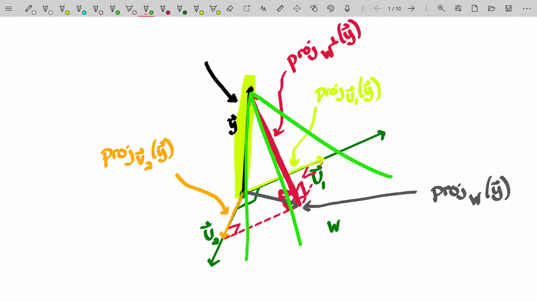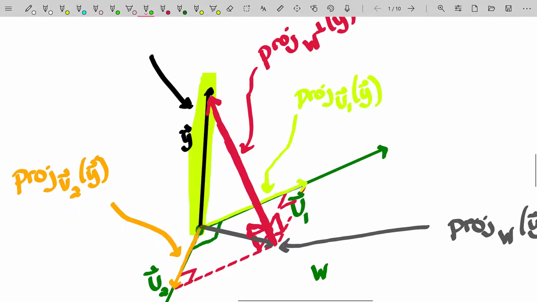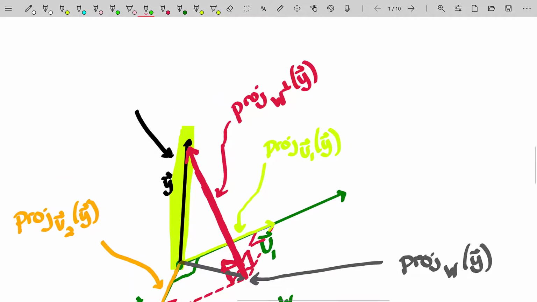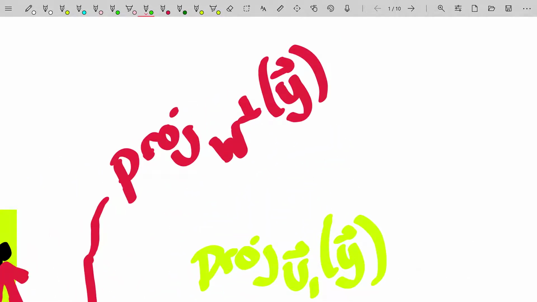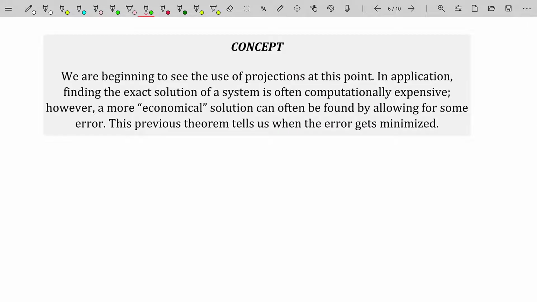And it just so happens that that distance is actually the norm of the projection of y onto W perp. While I don't have that as a theorem, that's what we're going to take advantage of right now. Before we get there, I just want to express a concept here. We're beginning to see the use of projections at this point. In application, finding the exact solution of a system is often computationally expensive.